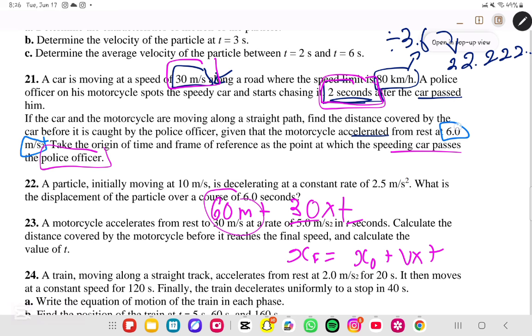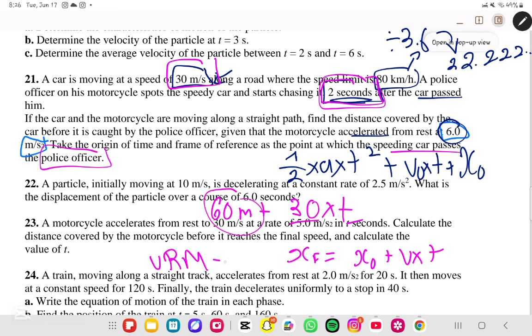Then they said what? He accelerated from rest at 6 meters per second squared. Okay, so we can say that he accelerated uniformly. So the equation we will use in this scenario is 1 over 2 times acceleration times time squared plus velocity initial times time plus x initial. So whenever you see URM, you should know that the equation you are going to use is x final is equal to x initial plus velocity times time. Whenever you see UARM, you will know that the equation you will use is 1 over 2 times acceleration times time squared plus velocity times time plus x initial.